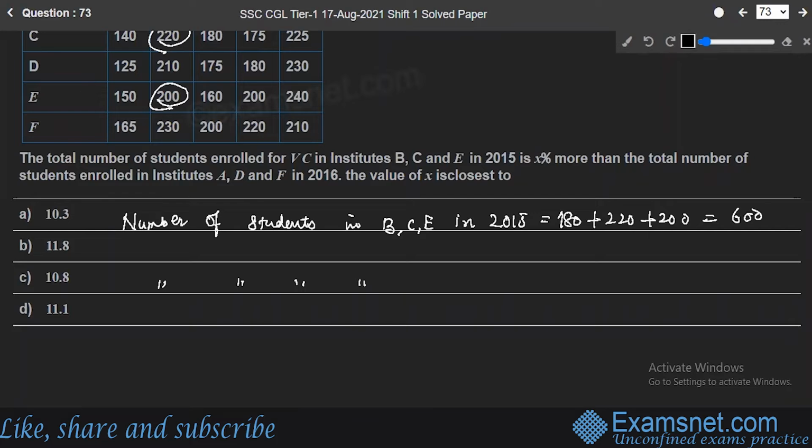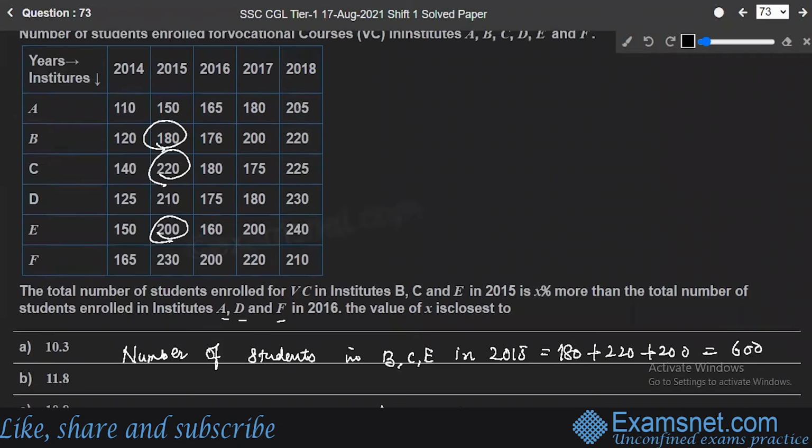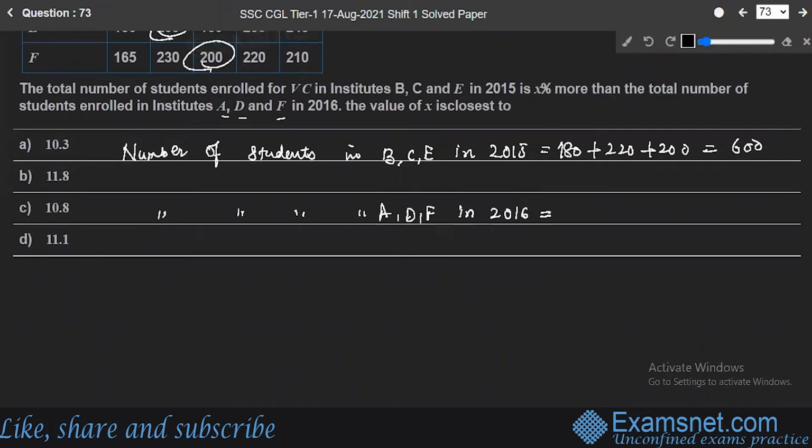The number of students in A, D, and F in 2016 are... See, in 2016, A, D, and F. So let's add them now. This makes 165 plus 175 plus 200, which gives you a total of 540. Right. So now you have to find out X% more.